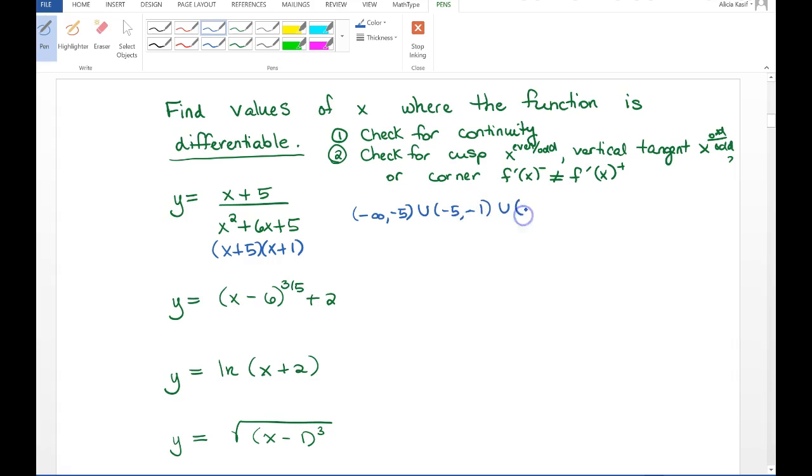Where'd you get 3? Okay. So differentiability, just remember, don't cancel. Next one. What do we see?